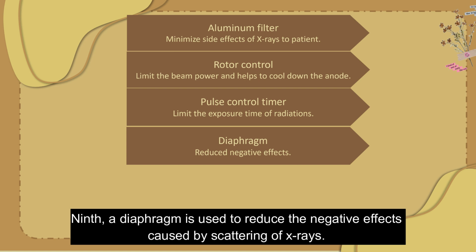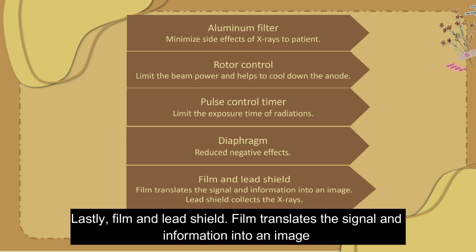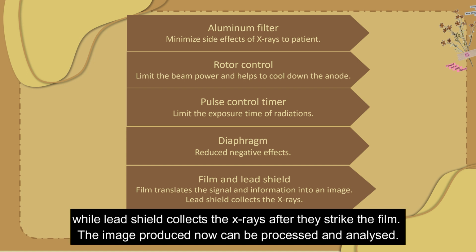Ninth, a diaphragm is used to reduce the negative effects caused by scattering of X-rays. Lastly, the film and lead shield. The film translates the signal and information into an image, while the lead shield collects the X-rays after they strike the film. The image produced can now be processed and analyzed.